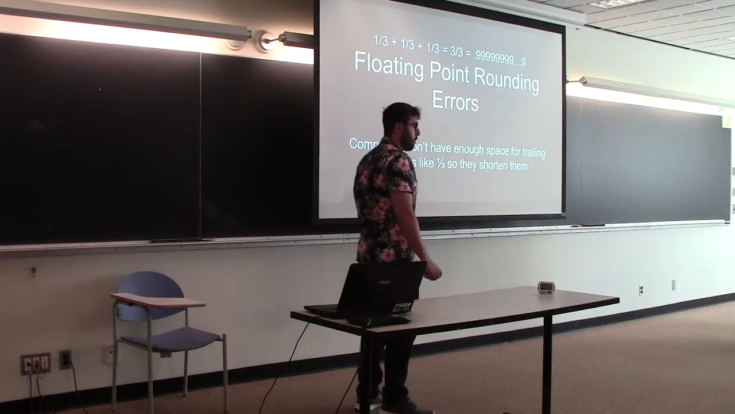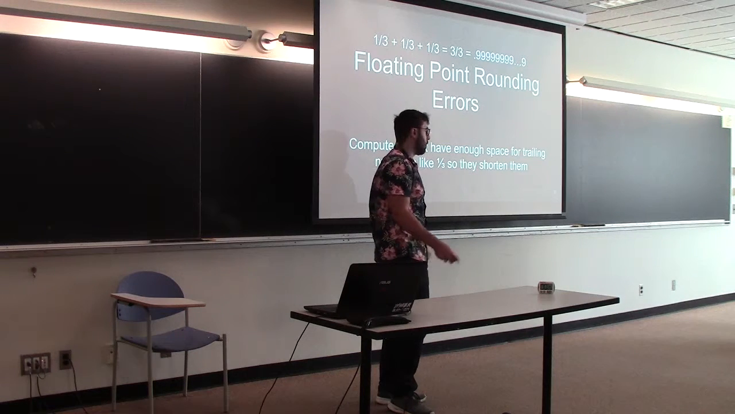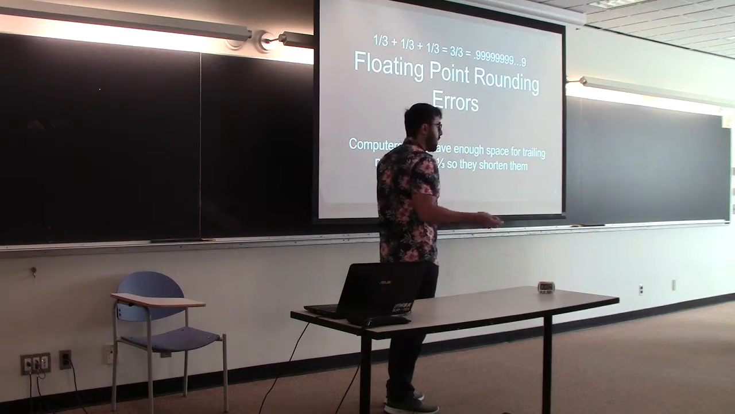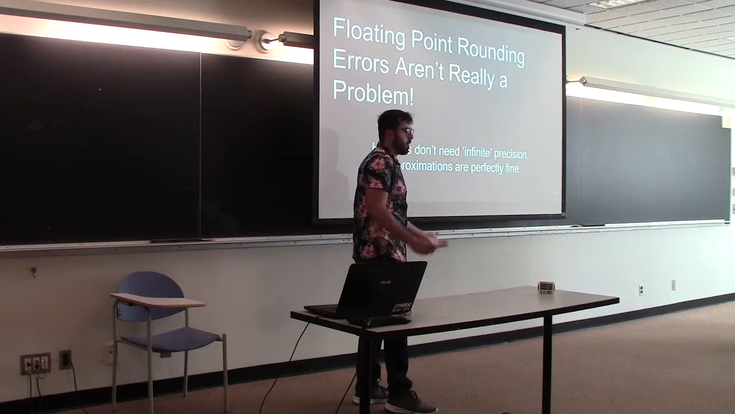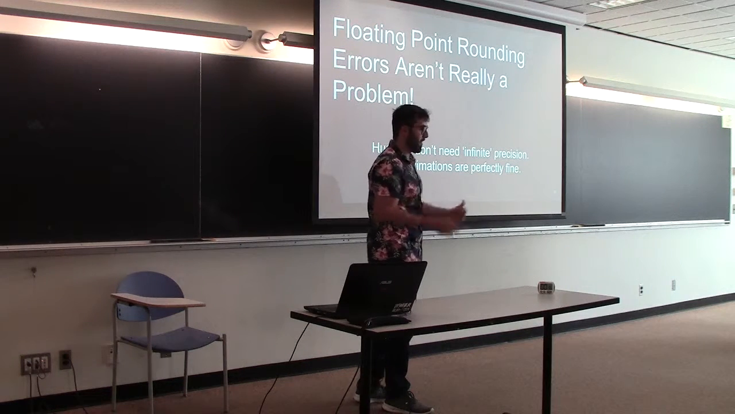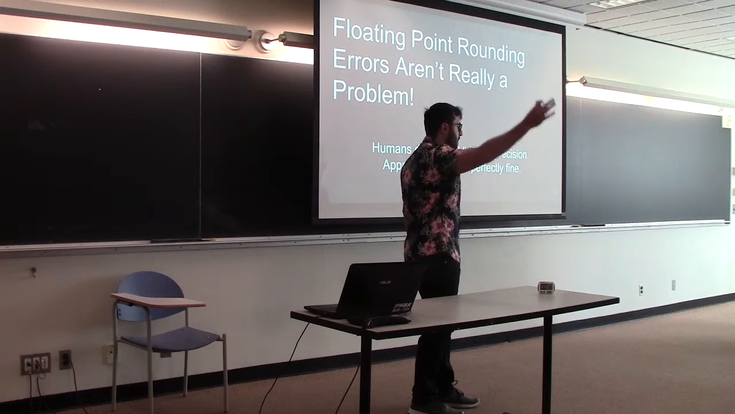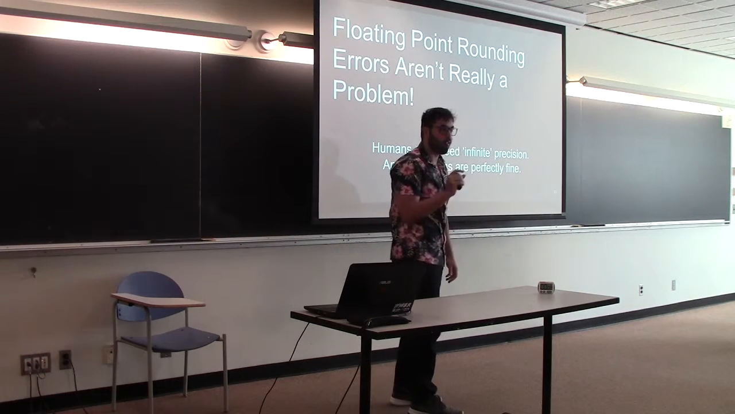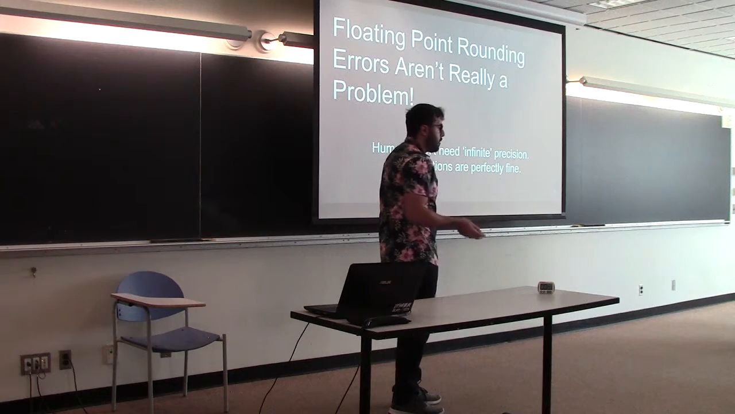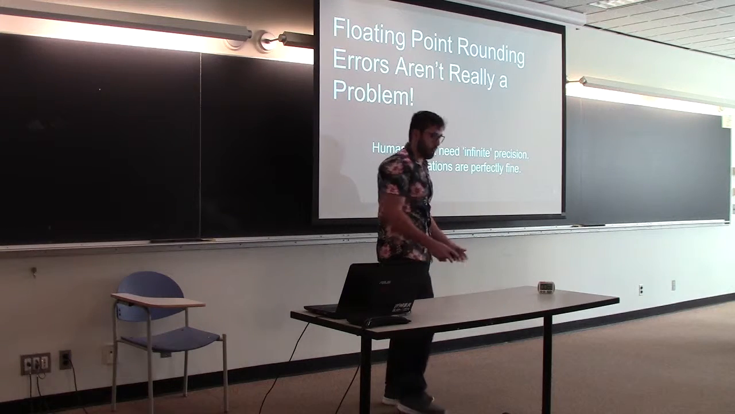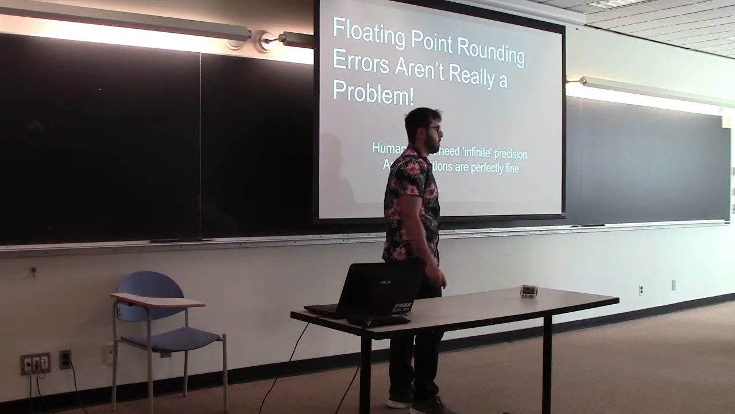These kinds of errors are called floating point rounding errors. They happen because computers can't store enough digits, so they just shorten numbers instead. And you might think, wow, this is a huge problem. Well, it isn't. Say if I want to calculate the distance from here to Killing Hall, you really wouldn't care if you're off by an atom of a distance, right? So humans really don't need infinite precision. They just need approximations, and approximations are perfectly fine for us.